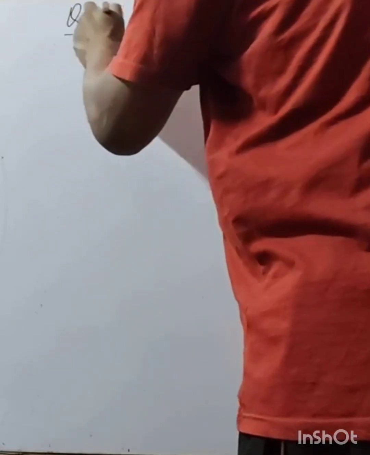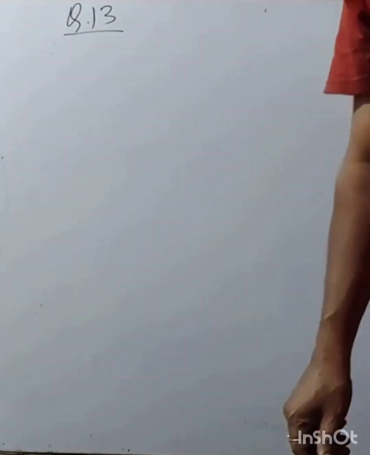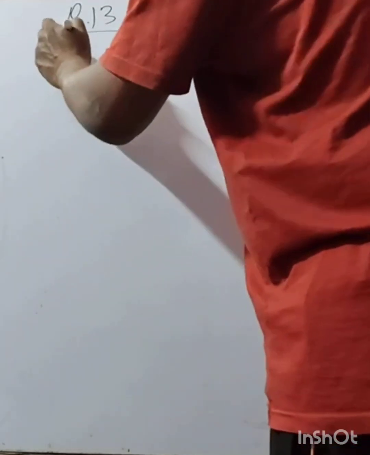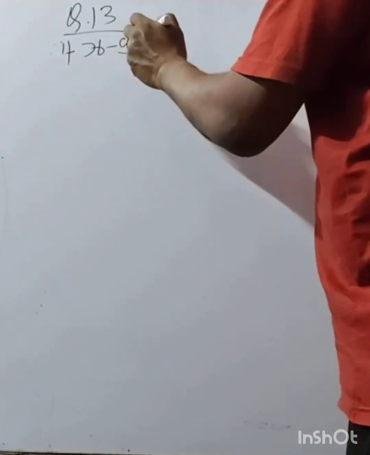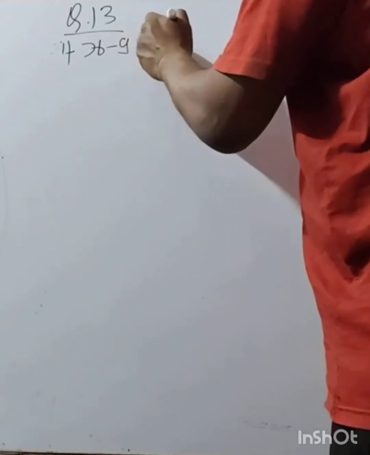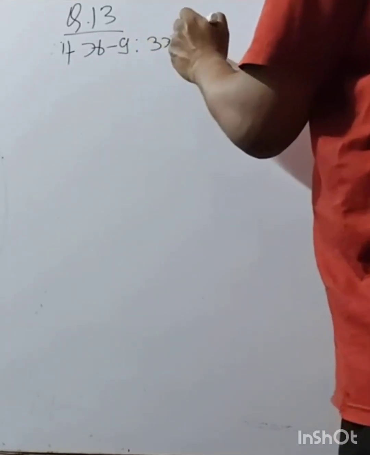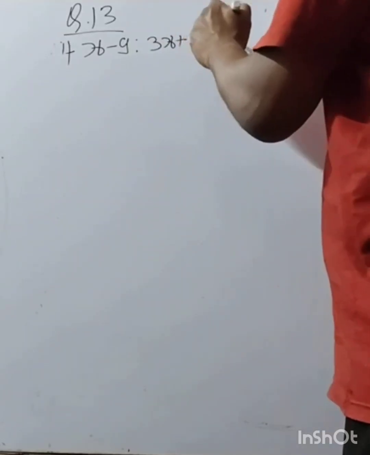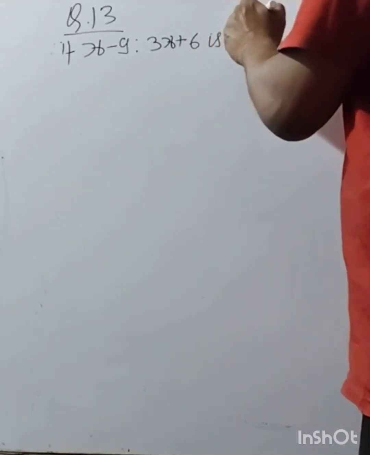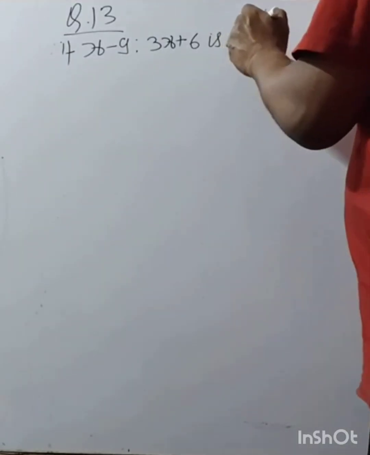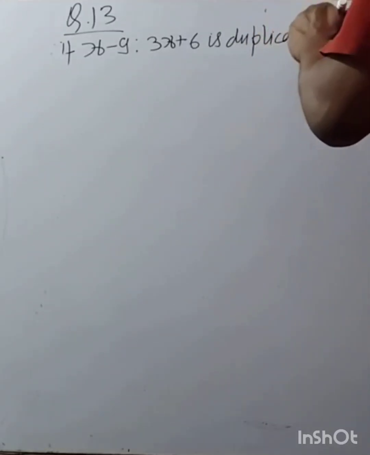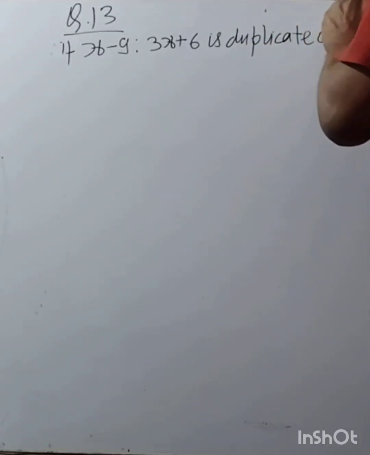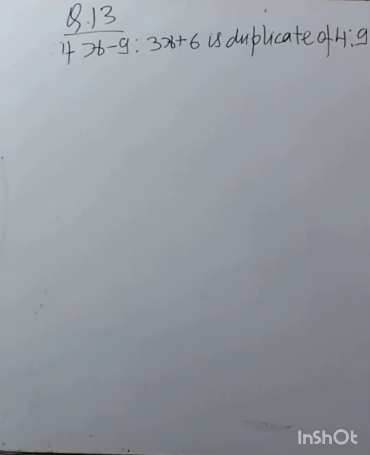So what is that? x minus 9 ratio 3x plus 6 is the duplicate ratio of 4:9. Find x.